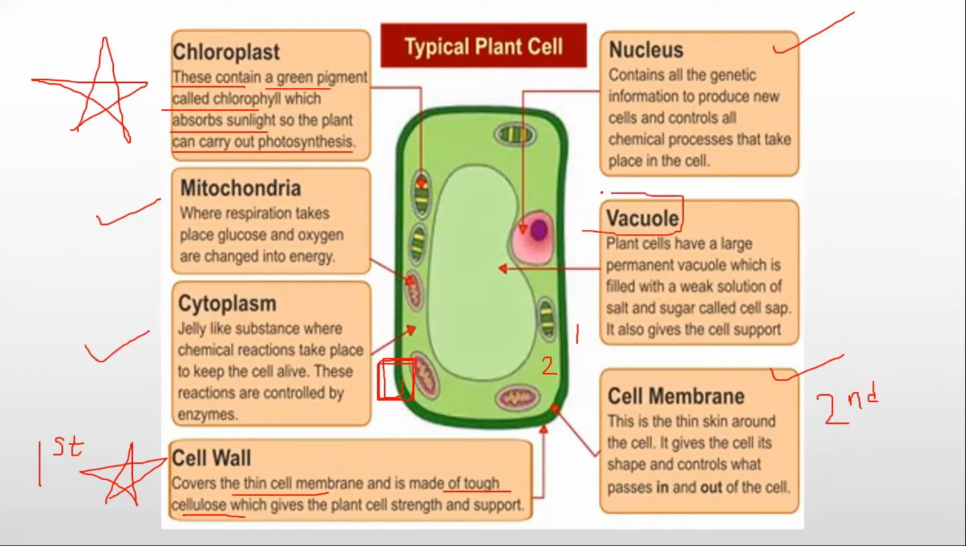Talking about the vacuole here, I'm not saying that vacuoles are absent in animal cells. No, they are present, but they are very small and numerous. In plant cells, plants have a large permanent vacuole, which is filled with a weak solution of salt and sugar, called cell sap.